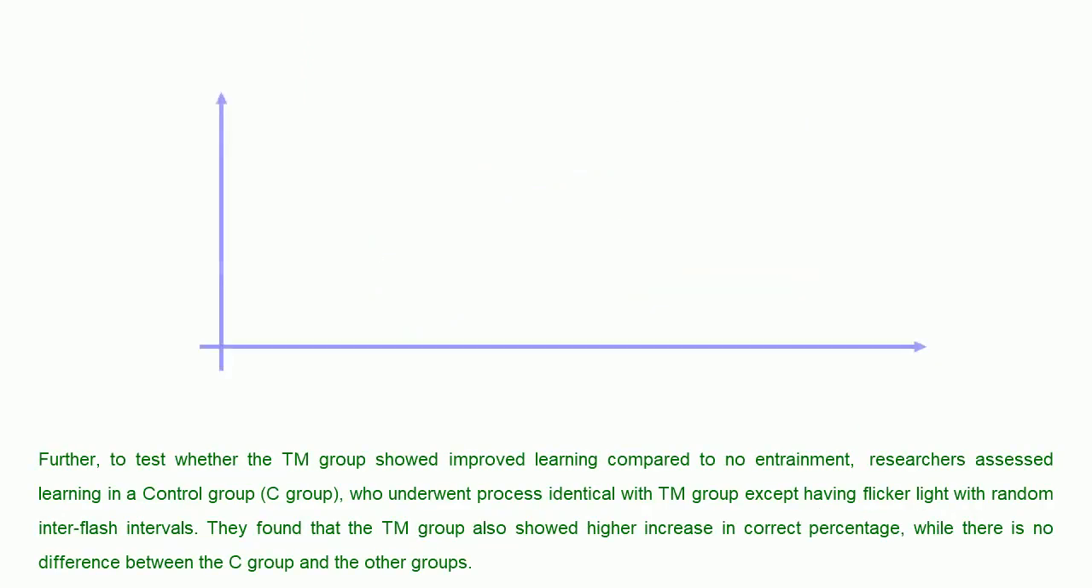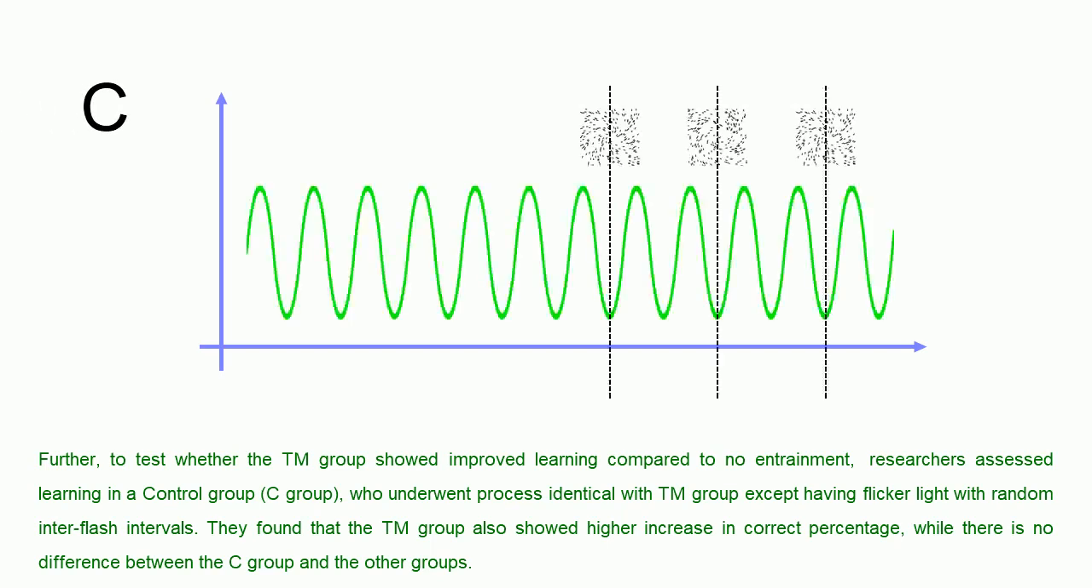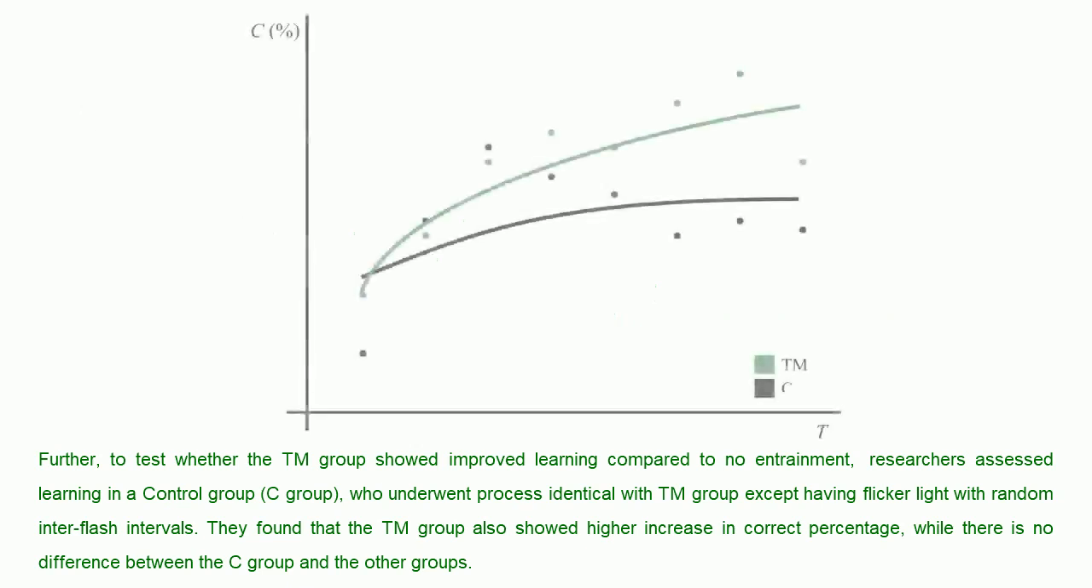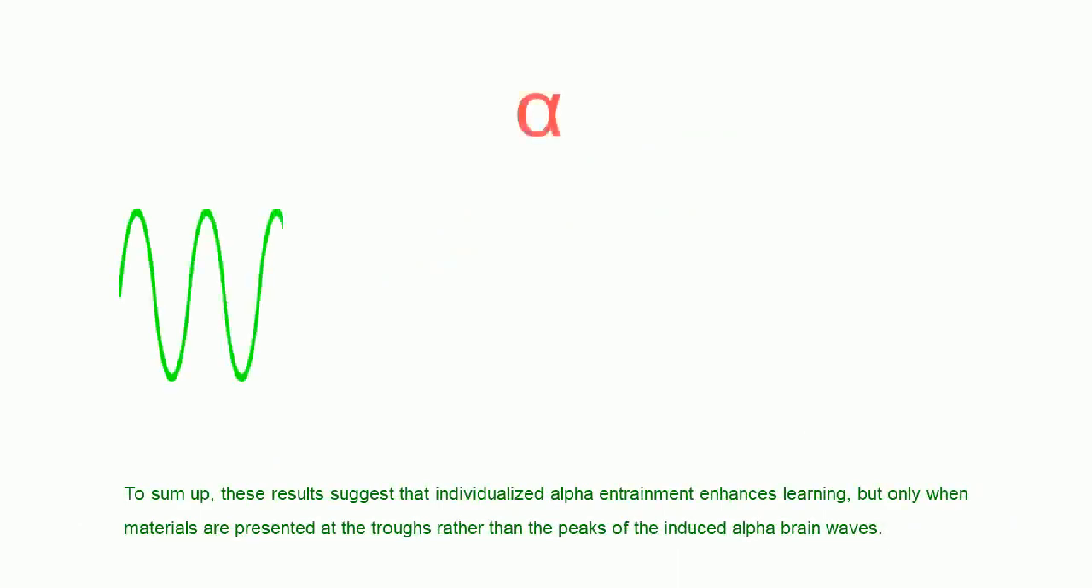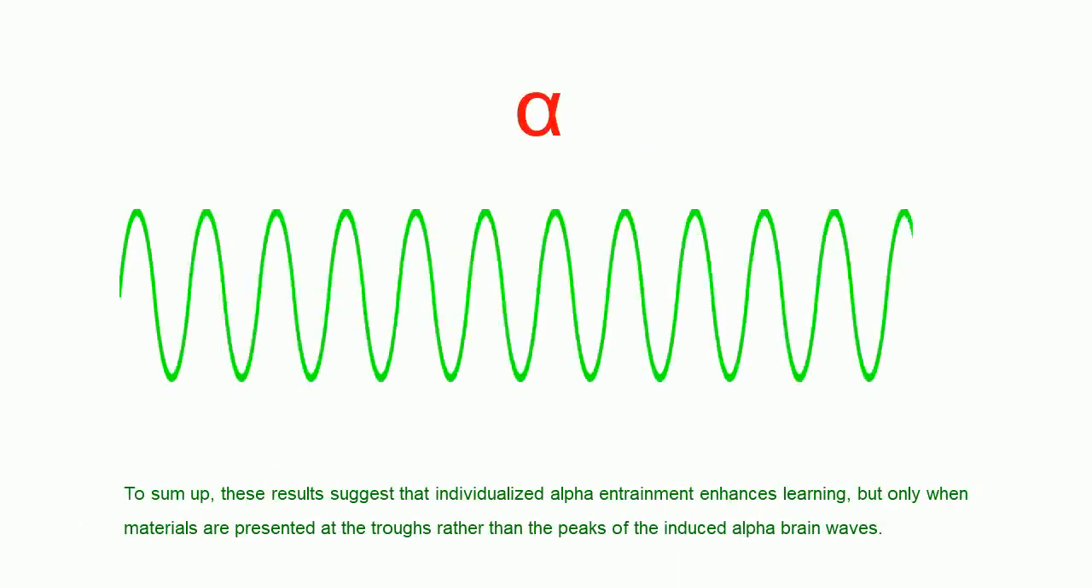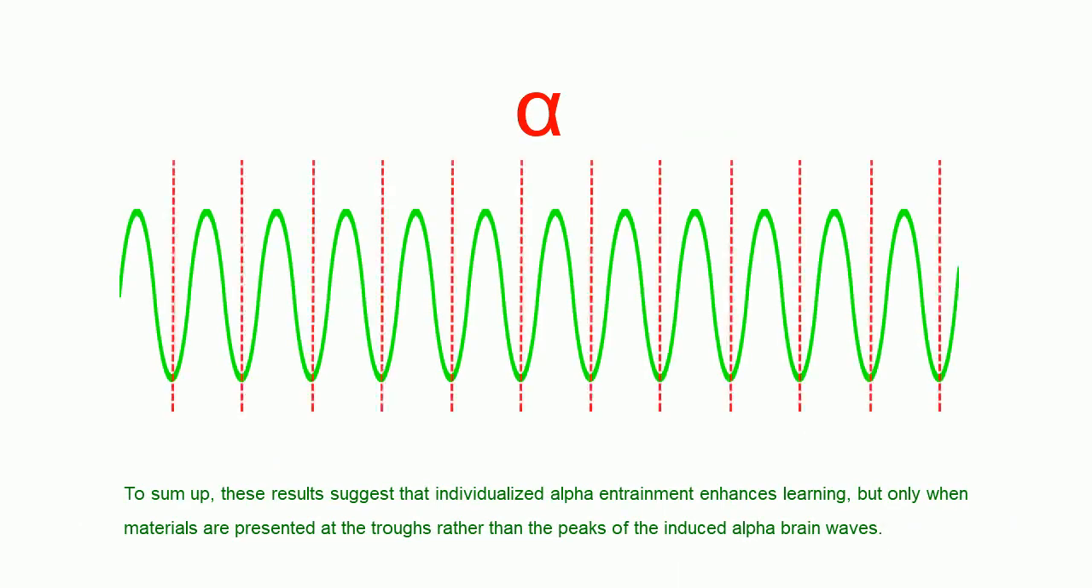Further, to test whether the TM group showed improved learning compared to no entrainment, researchers assessed learning in a control group, C group, who underwent a process identical with the TM group except having flicker light with random interflash intervals. They found that the TM group also showed higher increase in correct percentage, while there is no difference between the C group and the other groups. To sum up, these results suggest that individualized alpha entrainment enhances learning, but only when materials are presented at the troughs rather than the peaks of the induced alpha brain waves.